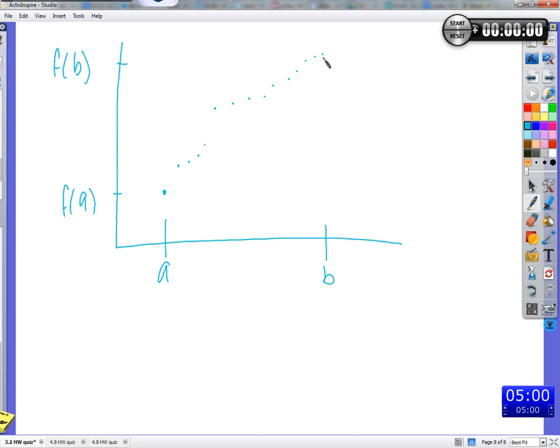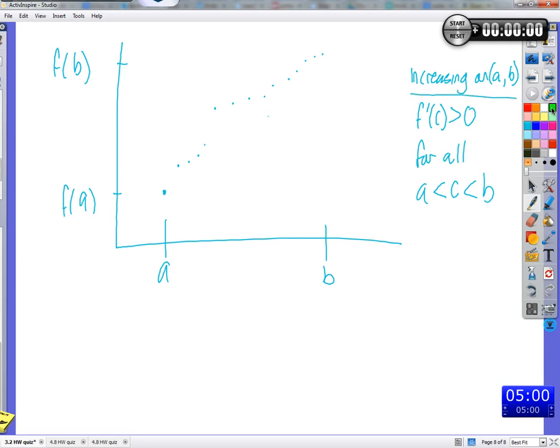So for an increasing function on a to b, f prime of c is greater than zero for all c that are between a and b. Does that make sense? How about for decreasing? A decreasing function. Less than zero. That'd be a negative slope, basically.